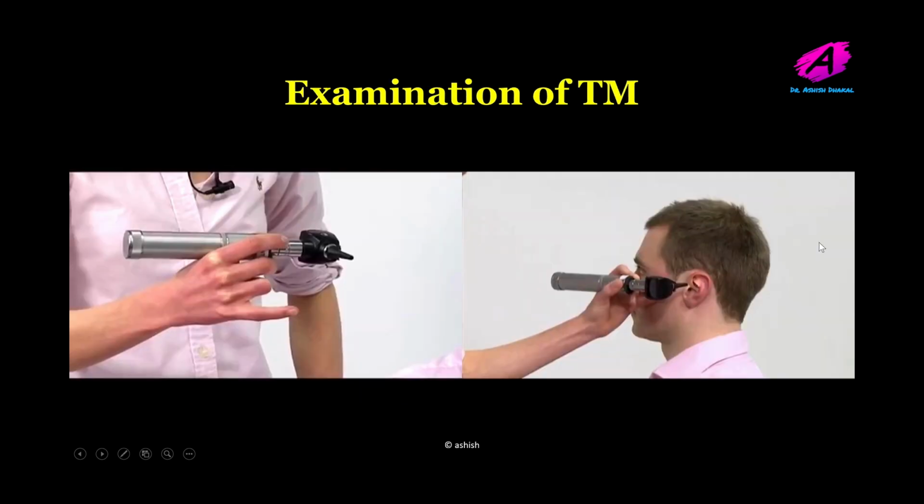Okay, then moving on. So this is the position of your finger while holding the otoscope. This is for the right ear and this is for the left ear.